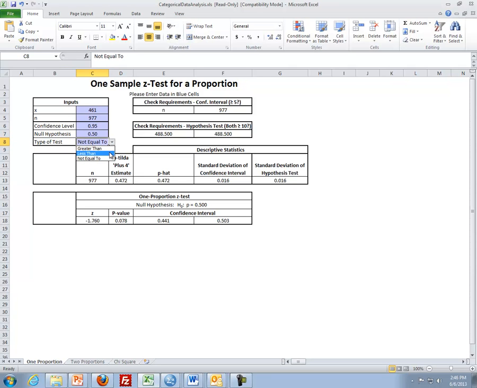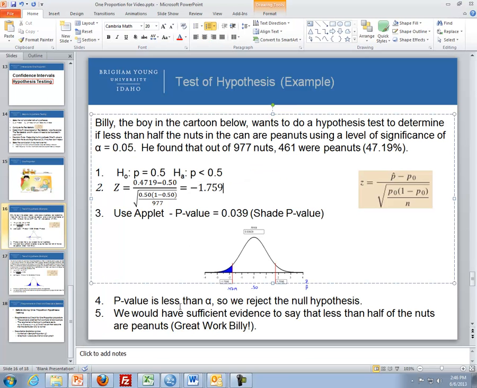It could be greater than, less than, or not equal to. This is a less than, so we'll click on that. And so notice here that here's our test statistic, and here's our p-value. We can get that from there as well. Okay, so our p-value is 0.039. Since the p-value is less than alpha, which is 0.05, we reject the null hypothesis. So therefore, we would have sufficient evidence to say that less than half the nuts are peanuts.